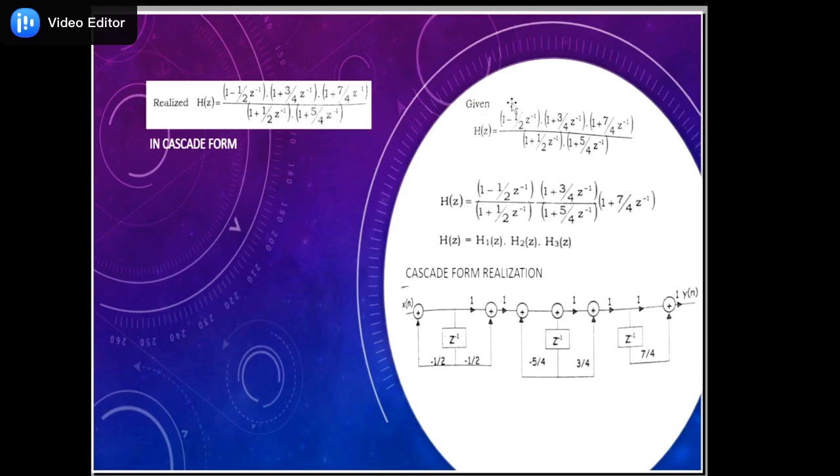Then you have to convert this H(z) into H1(z), H2(z) and H3(z). That means you convert it into P1(z)/D1(z), P2(z)/D2(z) and P3(z)/D3(z). Here D3(z) is not available, so P3(z) is considered as H3(z). Then you plot the cascade form realization.